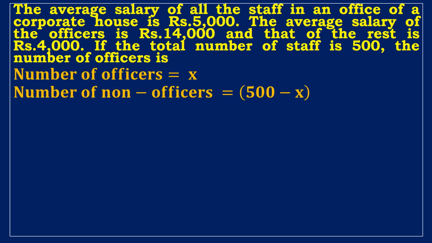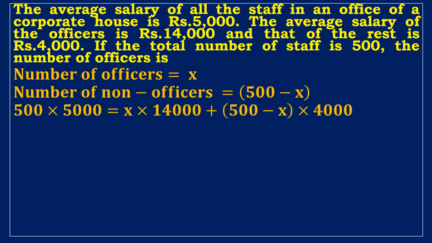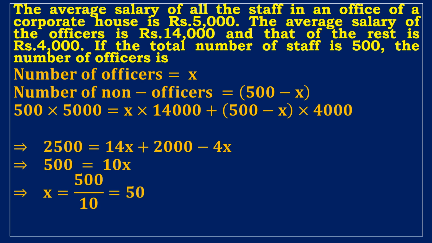We also know that the average salary of all the staff is Rs 5,000, the average salary of the officers is Rs 14,000, and that of the rest is Rs 4,000. We can use this information to set up the equation: 500 × 5,000 = x × 14,000 + (500 − x) × 4,000. We can now solve for x by simplifying the equation. So the number of officers is 50.